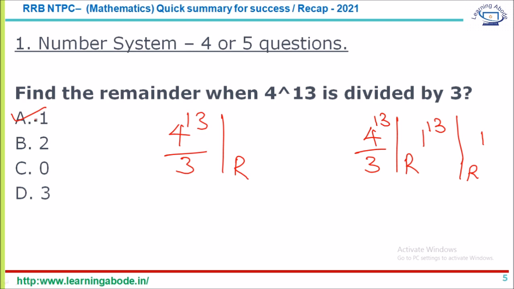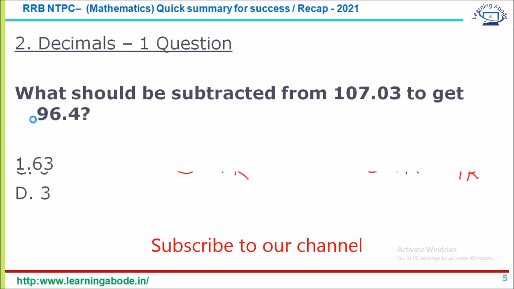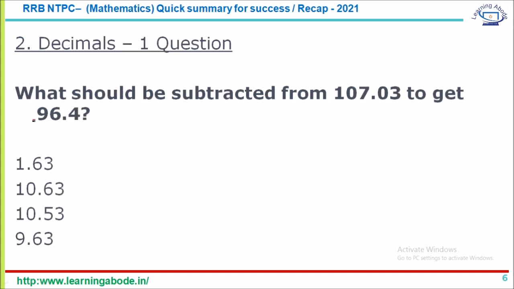factors, you can expect a lot of questions. So out of 30 questions, you can expect like 4 to 5 questions in numbers. Decimals, okay, you most often get one question in decimals.